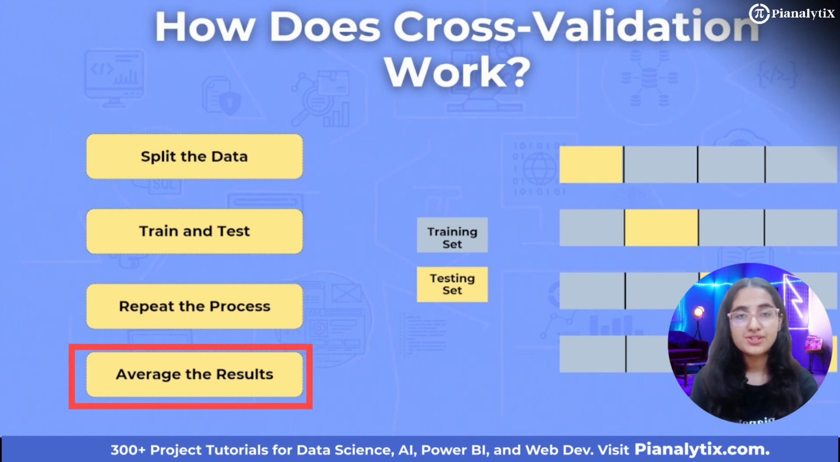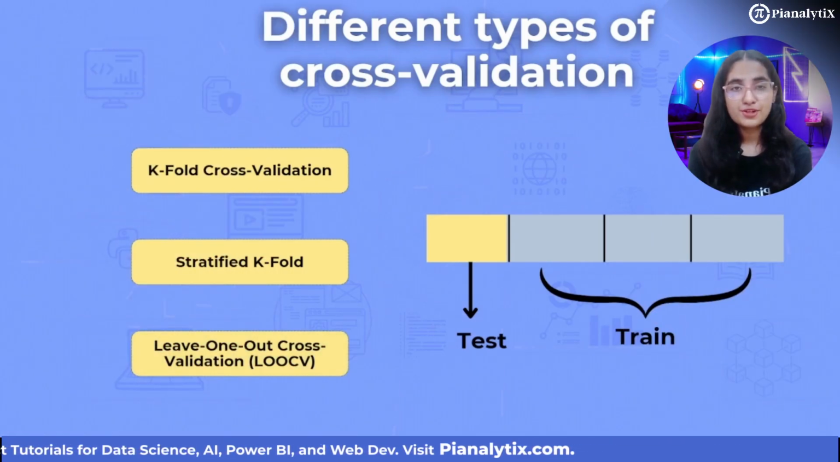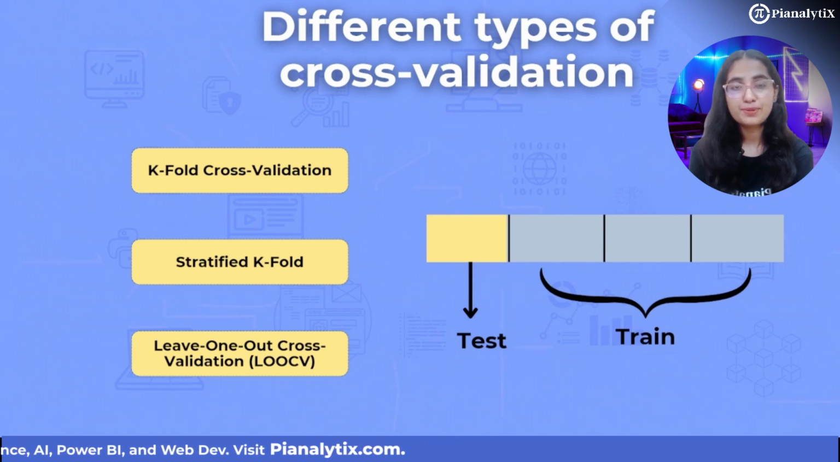At the end, your model has been tested on all parts of the dataset. Fourth, average the results. Finally, you take the average of all the test results. This average gives you a more accurate estimate of how well your model performs on unseen data. Now, there are different types of cross-validation, each serving different purposes. Let's take a look at the main ones.